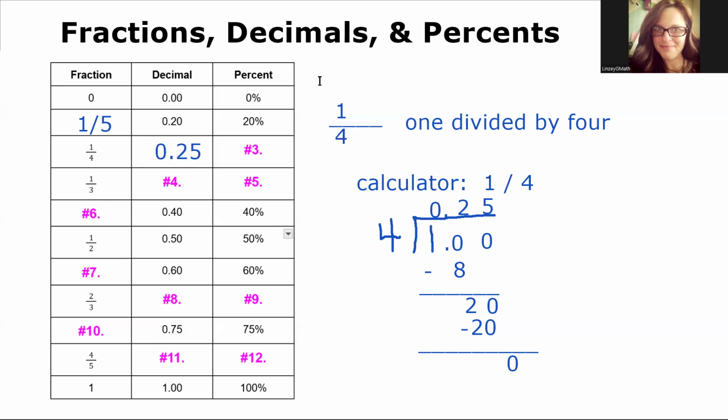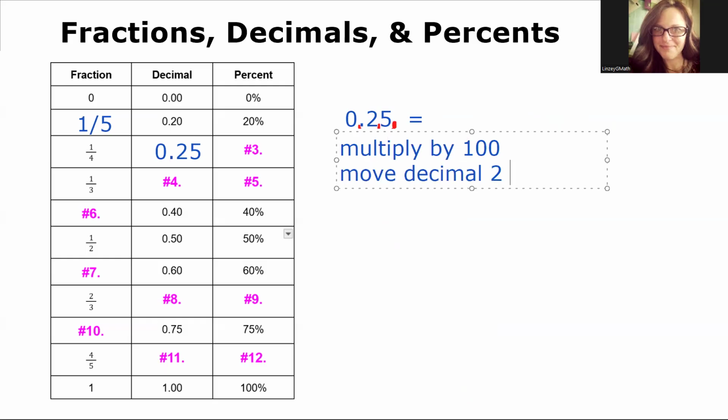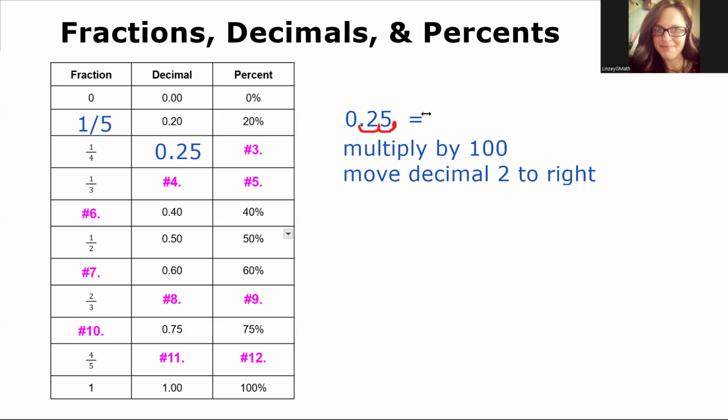And then to change 0.25 into a percent, we will move the decimal 2 times to the right, multiplying by 100. And we get 25%. 1/4 is 25%.